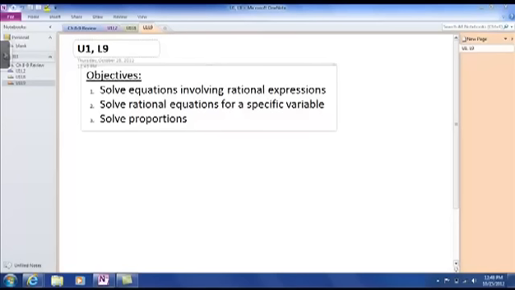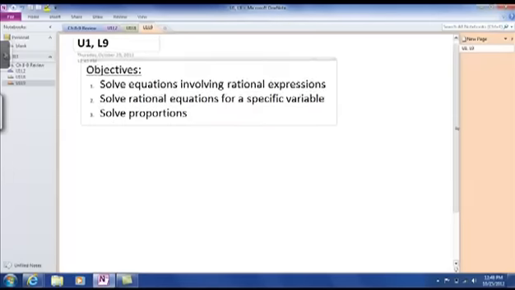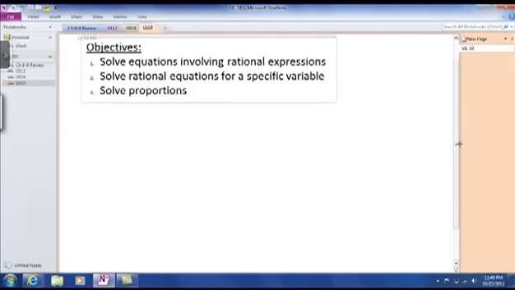Okay, 3 objectives today. Solve equations involving rational expressions. We're going to solve rational equations for a specific variable. And then we're going to solve proportions, which really are just an easier version of rational equations. So that last one will not be a big deal at all. Okay, let's get going right off the bat. Let's look at a really basic example.